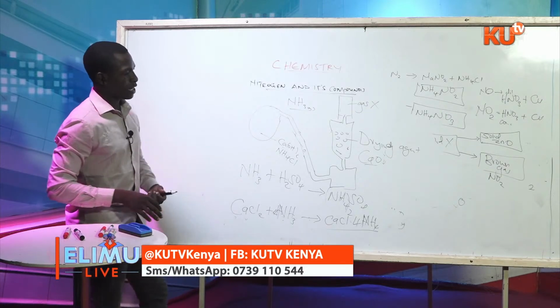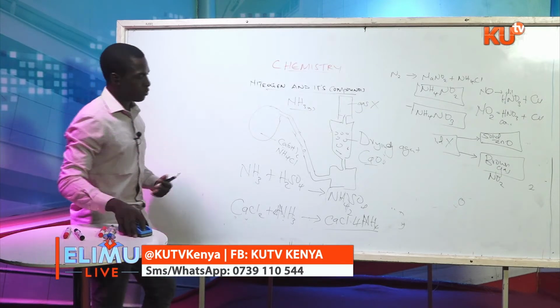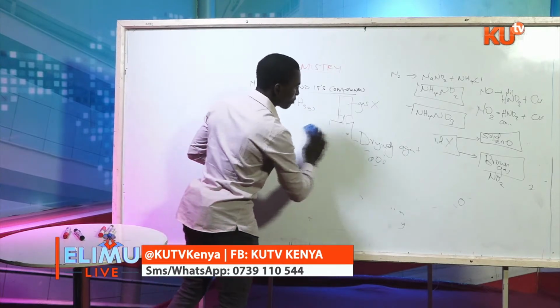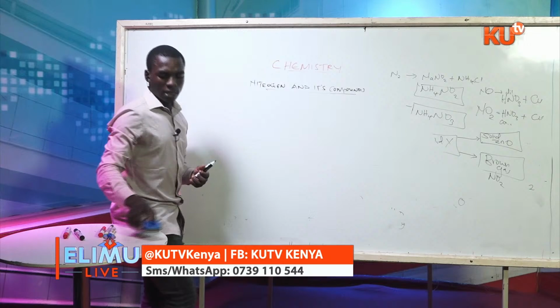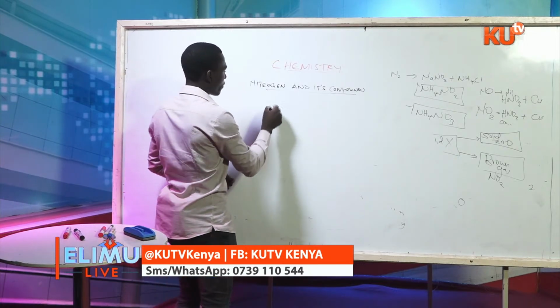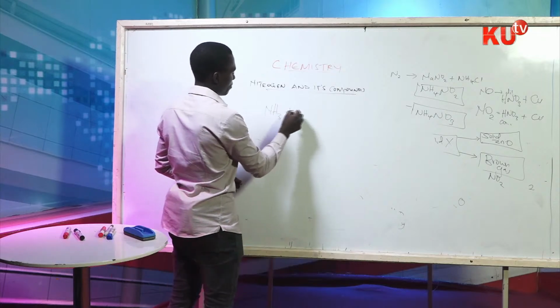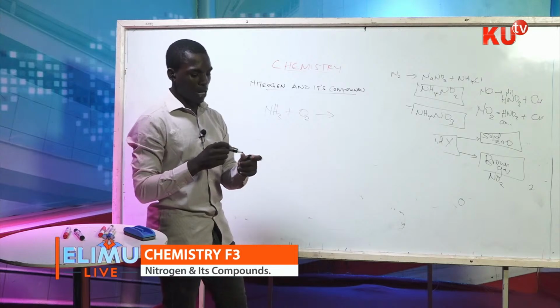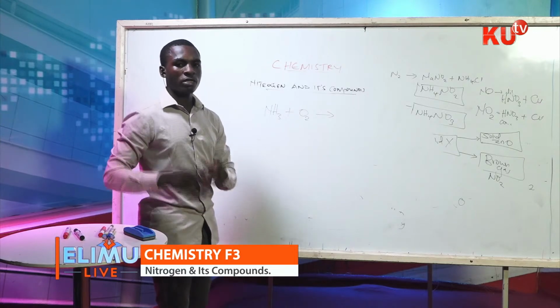Now, without wastage of time, before we talk about the laboratory preparation of ammonia gas, let's talk about the action of ammonia gas in oxygen. So when we heat ammonia in oxygen, we obtain two different equations, and these different equations depend on certain conditions.